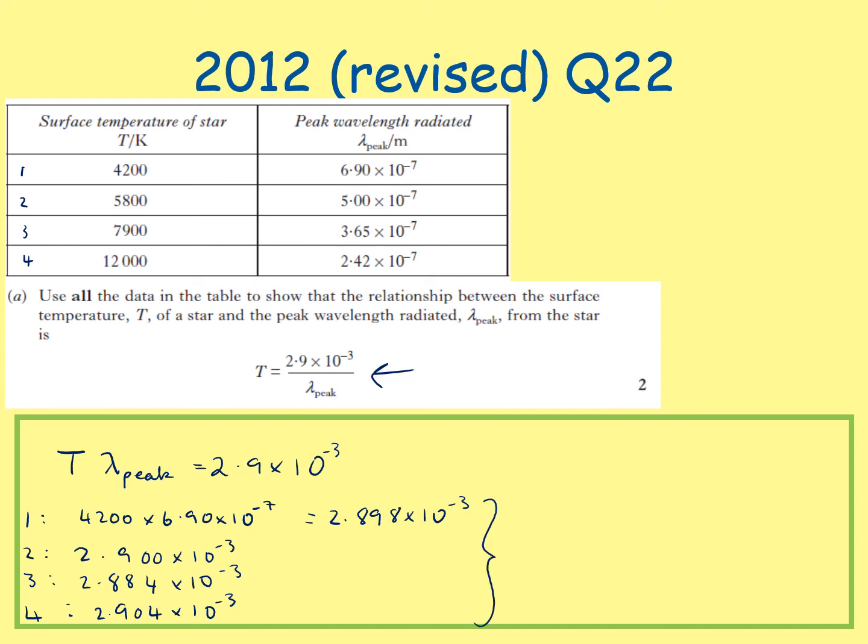We can see from these answers that our T multiplied by lambda peak is equal to, we can take an average of them, approximately 2.9 times 10 to the negative 3. This is proving our relationship that we were asked to.